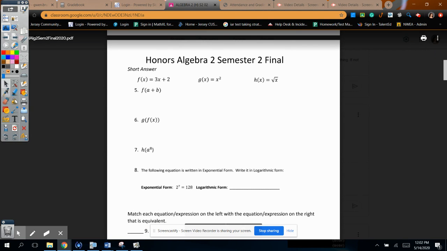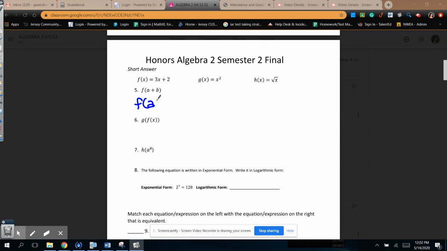Okay, f of a plus b says go to function f, take out the x, and plug in a plus b in its place, which means you will have to distribute, because when you take that out and put it in, you get 3a plus 3b plus 2. The 3 gets distributed here, not here.